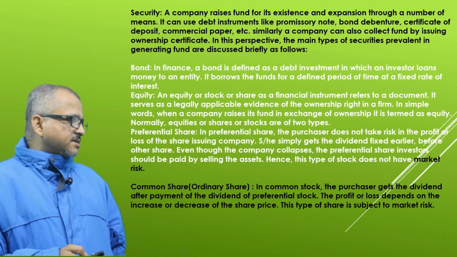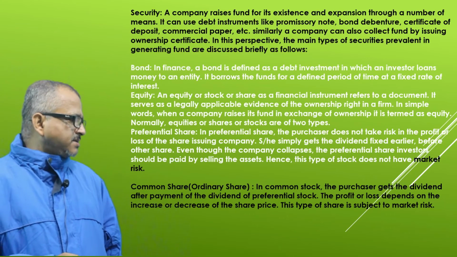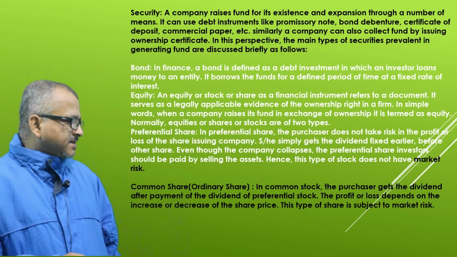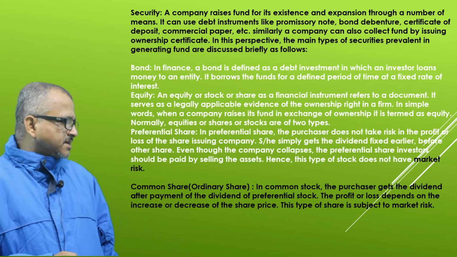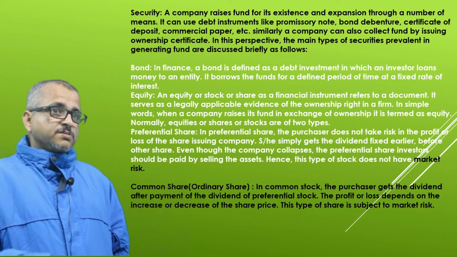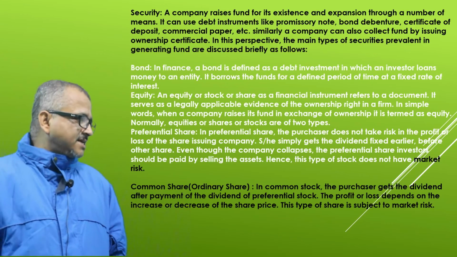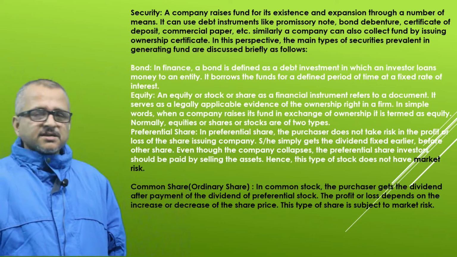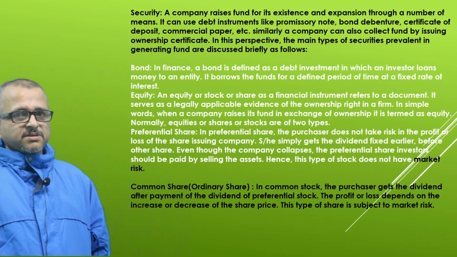कमन सेयर जसलाई अर्डिनरी सेयर भनिन्छ. In common share the purchaser gets the dividend after the payment is made to the preferential stock. The profit or loss depends on the increase and decrease of the share. यो चाहिँ increase र decrease हुन्छ. सर्भिस increase भयो भने share increase हुन्छ, सर्भिस decrease भयो भने share decrease हुन्छ. This type of share is subject to market risk, right? It has a market risk. तपाईले 1000 रुपैयाँमा किन्नु भएको शेयर भोलि 200 मा पनि बिक्री हुन सक्छ.